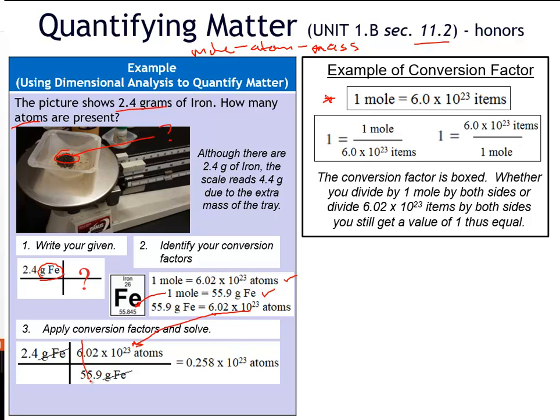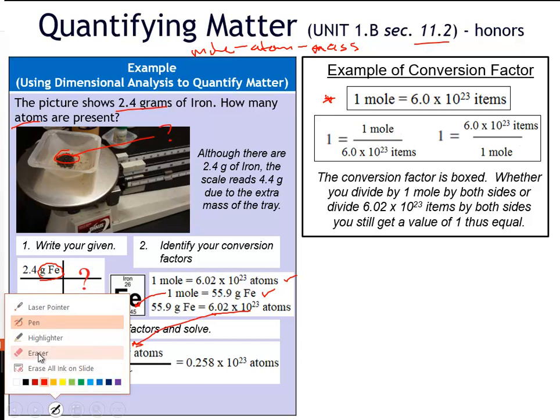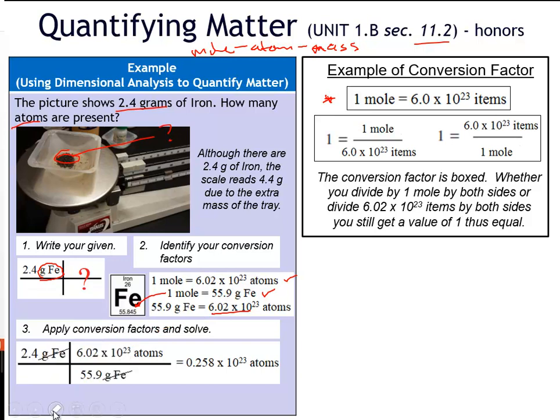And again, these two, let me review, let me erase this. These two are essentially equal to each other, right? They have the same value. That's why it's a conversion factor. And as we multiply it across, we'll get 2.4 times 6.02 divided by 55.9. We'll get 0.258 times 10 to the 23rd atoms. Now, if we change the scientific notation, move it 1 decimal to the right, we'll get 2.58 times 10 to the 22nd atoms. And that should look right to you, right?